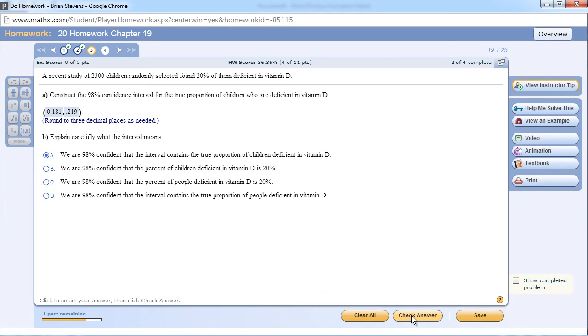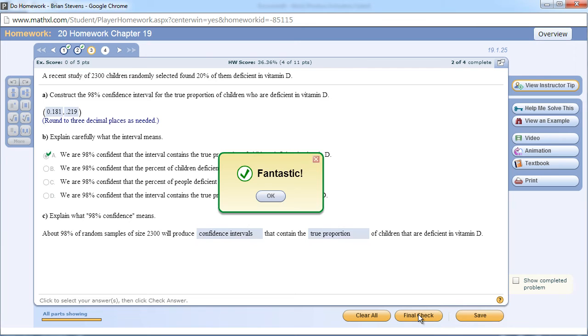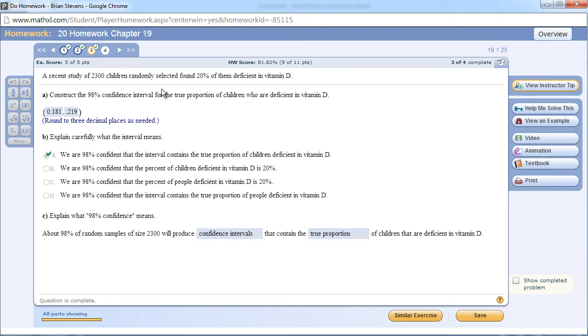It's not adults, it's just children. So, explain what 98% confidence means. About 98% of random samples of size 2,300 will produce confidence intervals that contain the true proportion. I don't like that it says population proportion, but that's about the same thing. They kind of use them interchangeably, and I do too, but that's the right answer.